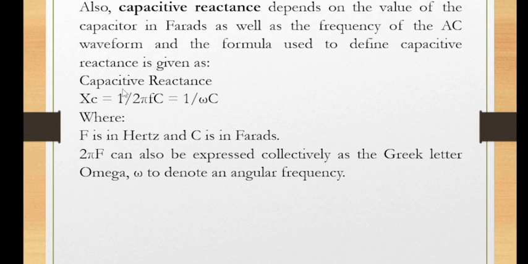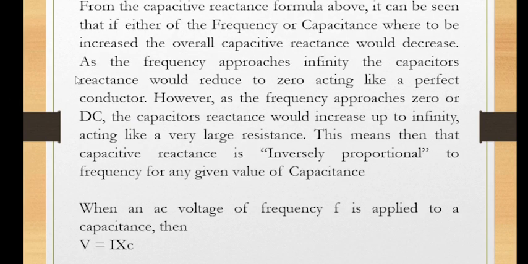If you have seen anything that has an inverse, 1 over, it means that as the thing on top is increasing, the one below will be reducing. But if they are on the same path, then they are proportional to each other. So from the capacitive reactance formula above, it can be seen that if either the frequency or capacitance were to be increased, the overall capacitive reactance will decrease. As the frequency approaches infinity, the capacitor's reactance will reduce to 0.